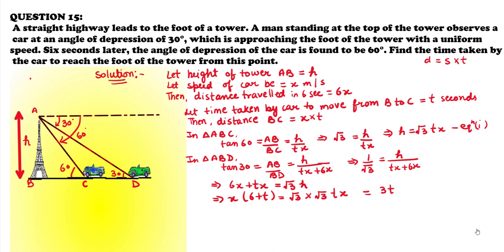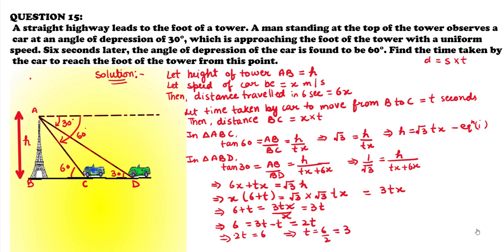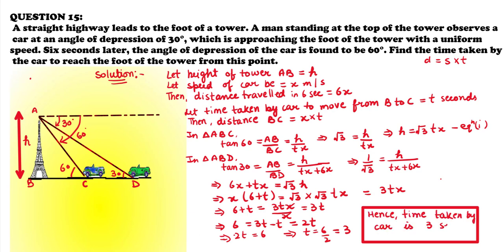That is equal to 3tx. That implies 6 plus t is equal to 3tx upon x. x and x get cancelled out, so what remains is 3t. So 6 is equal to 3t minus t, that is equal to 2t. That implies 2t is equal to 6, so t is equal to 6 upon 2, that is 3. Hence, the time taken by the car is 3 seconds.